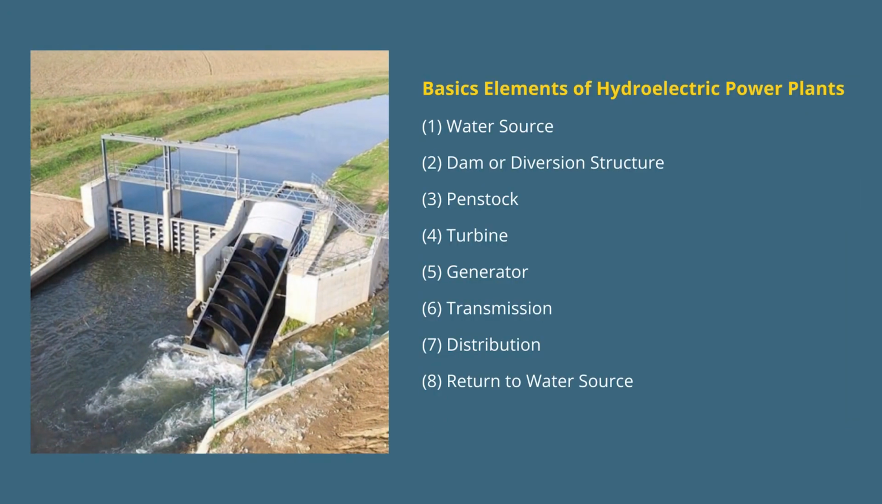The water source is a crucial element in hydroelectric power generation. It refers to the body of water such as a river, lake or reservoir from which the hydroelectric power plant extracts water to produce electricity. The availability of a reliable and continuous water source is essential for the efficient and consistent operation of a hydroelectric plant.